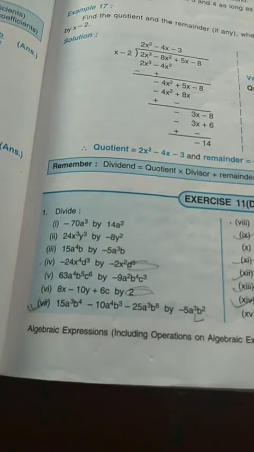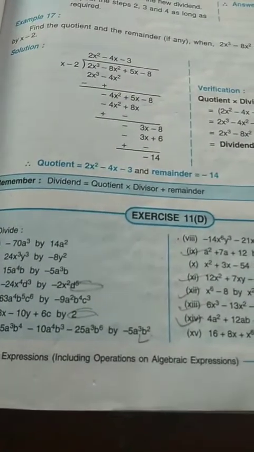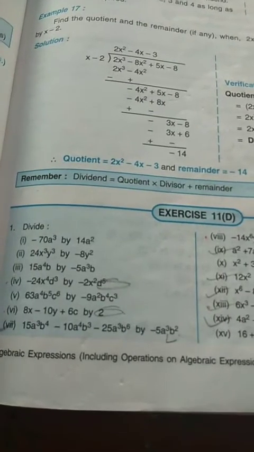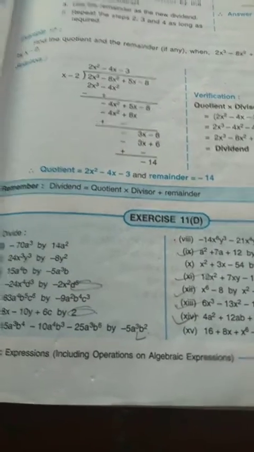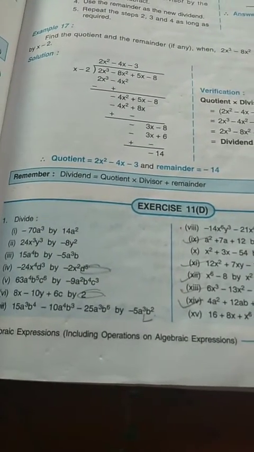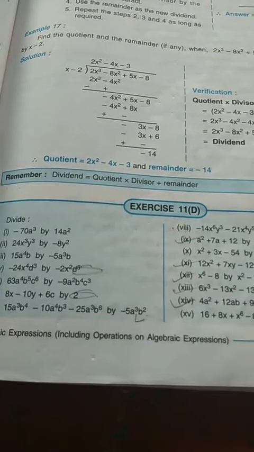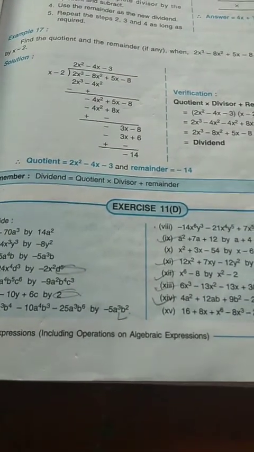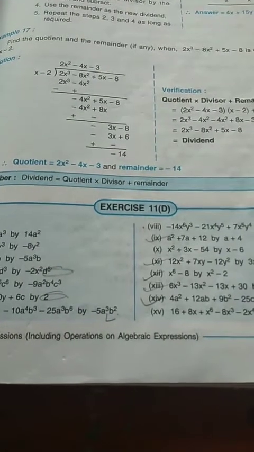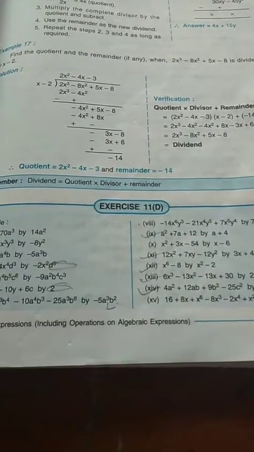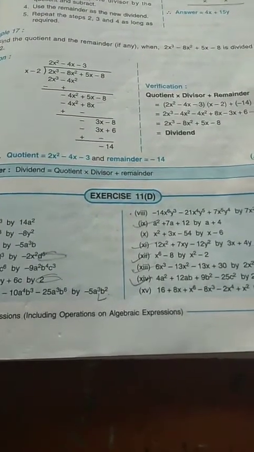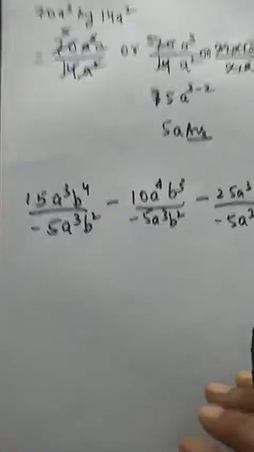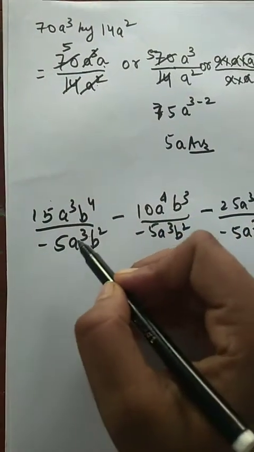You can see question number 7. 15 a cube b power 4 is divided by minus a cube b power 2. Again a minus sign is given, a power 4 b cube, minus 5 a cube b power 2, minus 25 a cube b power 6 will be divided by this. So we will write like this, and then we will solve it.